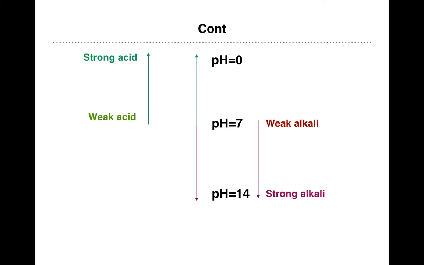But if pH equals 7 or is close to 7, that means the acid is weak. Similarly, if pH is close to 7 on the other side, it means it is a weak base or weak alkali. If pH equals 14, that means strong alkali. You have to understand that.